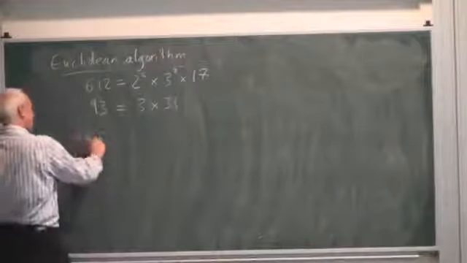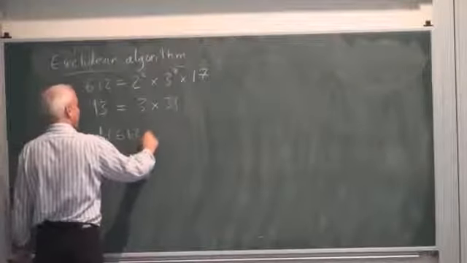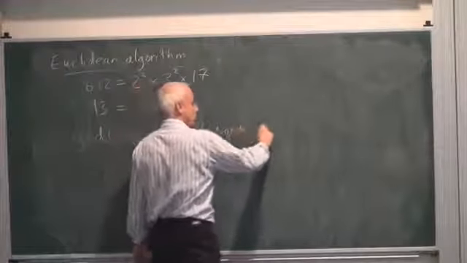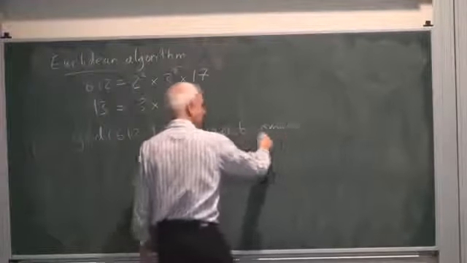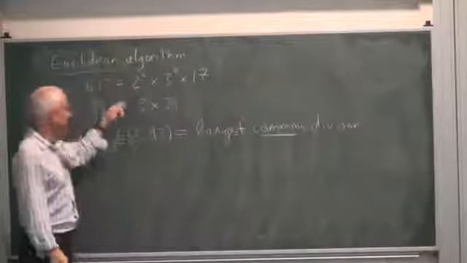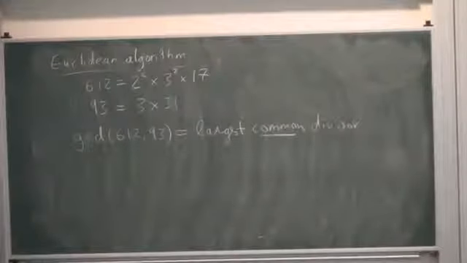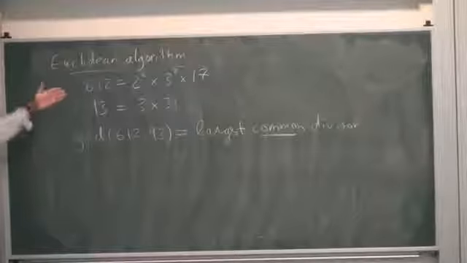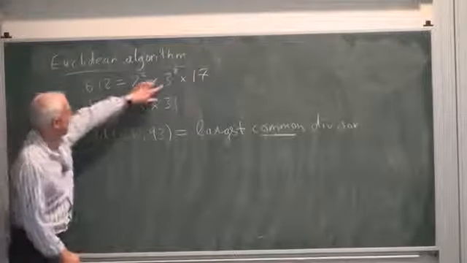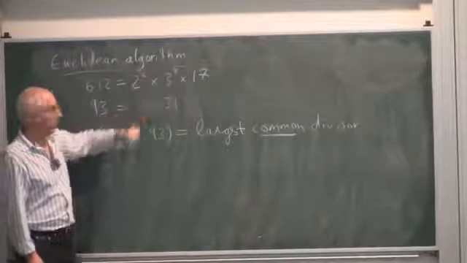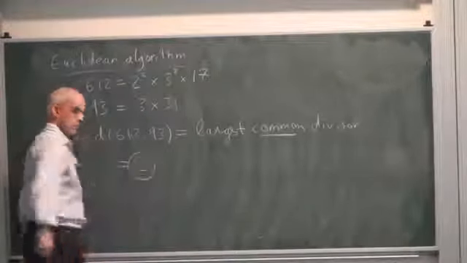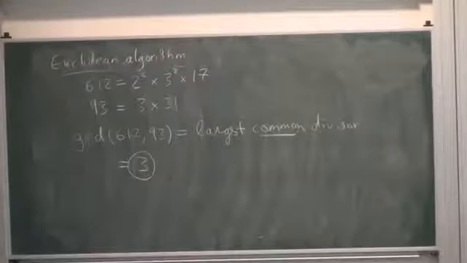What is the greatest common divisor? The greatest common divisor of 612 and 93 is the largest common divisor. It's a number that divides both of them, that's as big as possible. Now, in this case, it's easy to see what the greatest common divisor is, because we just look through here and see, well, they have 3 as a common divisor. 2 is not, 31 isn't, 17 isn't. So in this case, this will just be equal to 3. That's the biggest divisor that they both have in common.